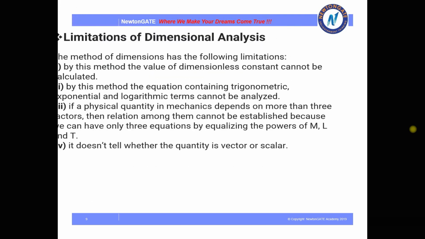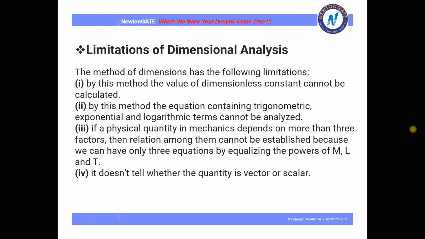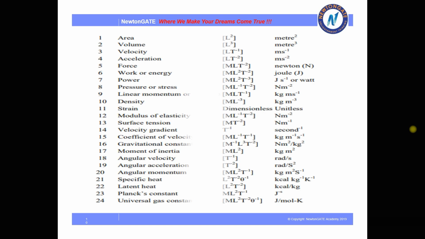Here are a few limitations of dimensional analysis. The method of dimensions has the following limitations. By this method, the value of a dimensionless constant cannot be calculated. By this method, an equation containing trigonometric, exponential and logarithmic terms cannot be analyzed. If a physical quantity in mechanics depends on more than 3 factors, then the relation among them cannot be established because we can have only 3 equations by equalizing the powers of M, L and T. Number 4, it doesn't tell whether the quantity is vector or scalar. So here you can see the dimensions of some physical quantities.